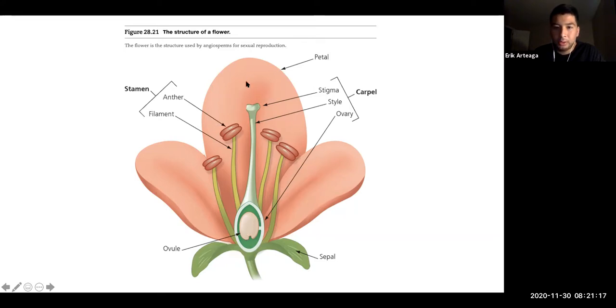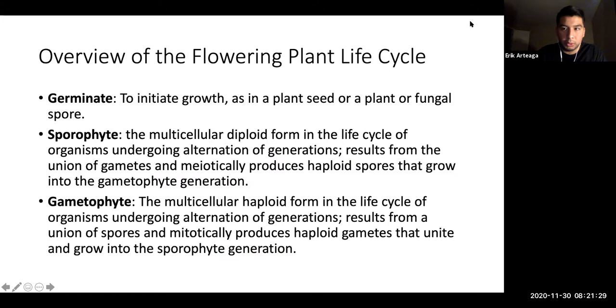Then you have the petal advertising to the pollinators and the sepal, okay? So you're going to need to draw a picture like this and upload it to Canvas, and I'll go over what the project is at the end, okay? So it's pretty simple, easy 10 points.